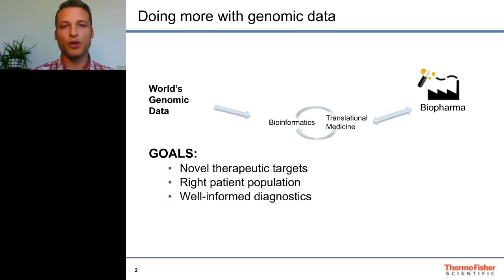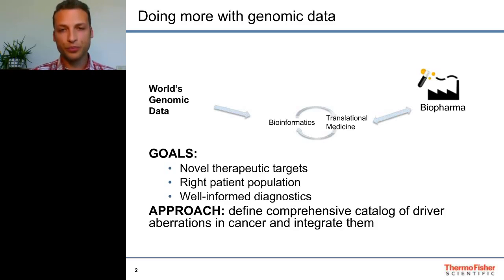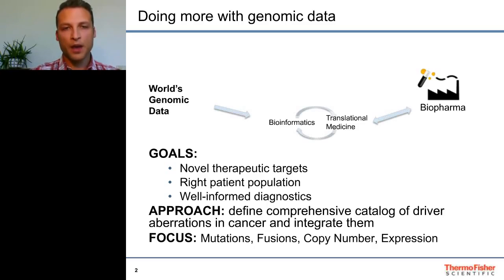The way that we approach our method analysis is to really enable us to identify novel therapeutic targets, identify the right patient population, and design well-informed diagnostics going into the future, given the landscape of the cancer data that we've collected and analyzed. So our approach is to define a comprehensive catalog of driver aberrations, and that is what we can mine for all the biological and therapeutic inference.